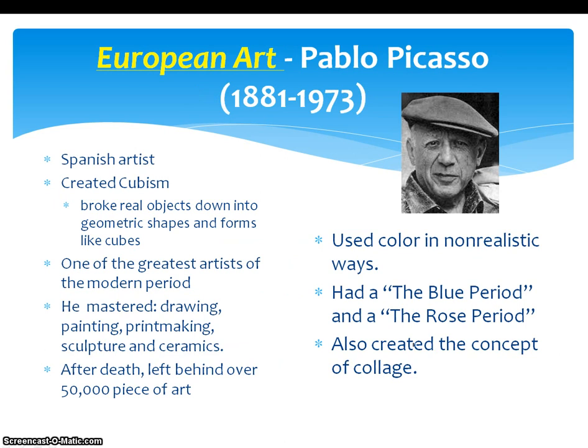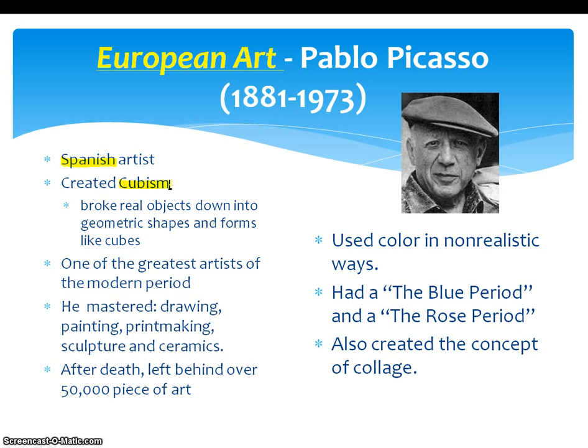So here we go. Remember your learning target: compare and contrast European art to American art. Our first person that we are looking at is a European, Pablo Picasso, one of the most famous European artists in modern day. He is Spanish, and he creates an ism. He creates cubism. Cubism is exactly what it is.